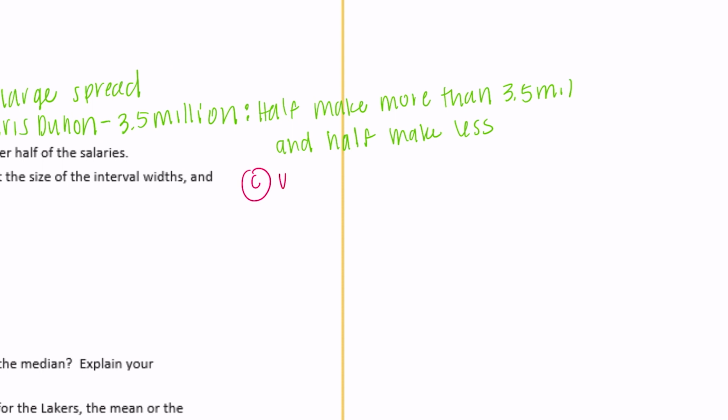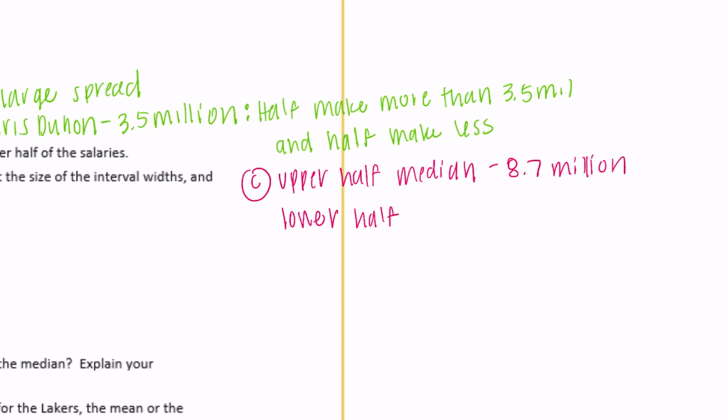C, so upper half. Median was 8.7 million. Lower half was $962,195.